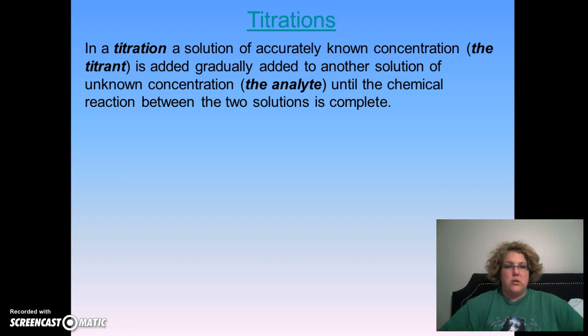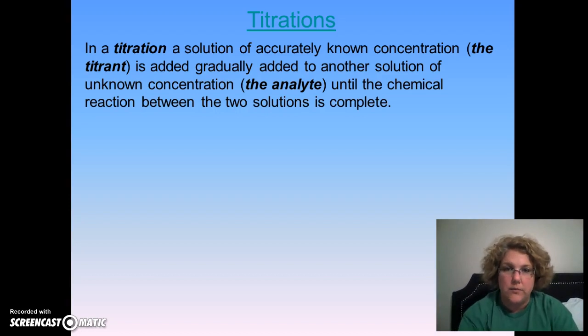Alright, so a titration is just when you take a solution of accurately known concentration. That's called your titrant. So you're given an acid that you know the molarity of. And then you gradually add it to another solution that you don't know the concentration of, called your analyte, until the reaction is complete between the two substances. So the titrant is the substance you know the concentration of, and the analyte is the substance that you don't know the concentration of. You need to know the identity of both chemicals, but as long as you know the concentration of one, you can do the math to figure out the concentration of the other.